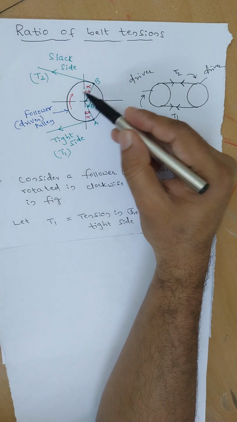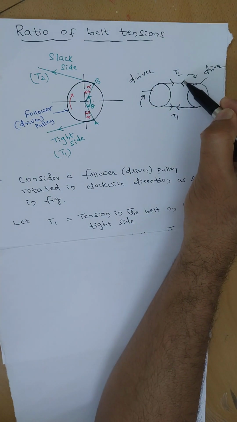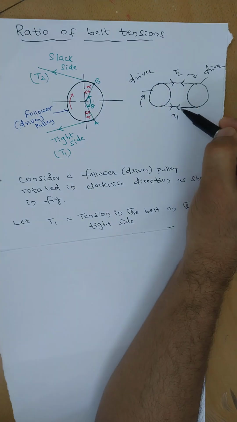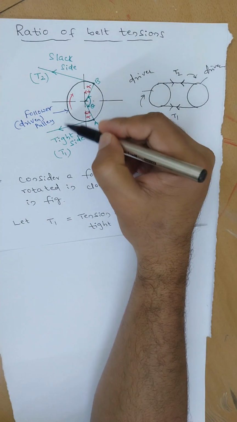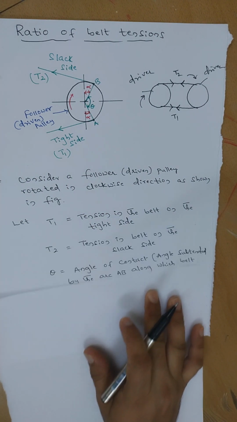Since we are considering only the follower, how are the directions here? This is the arrow mark, here I denoted it. The same in the T1 side, the arrow mark is in this direction here. Okay, so these are the notations here.